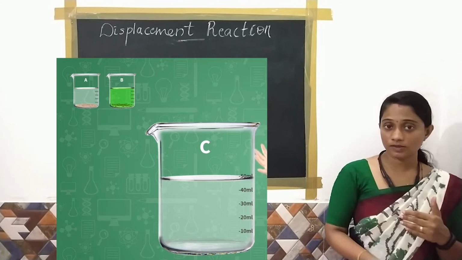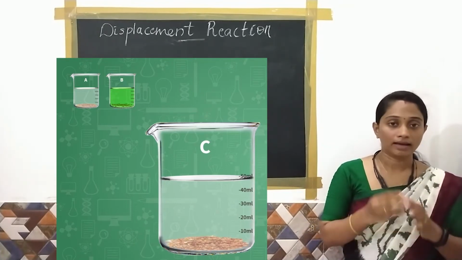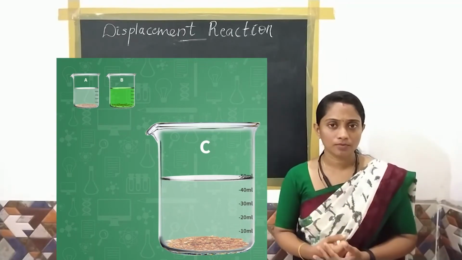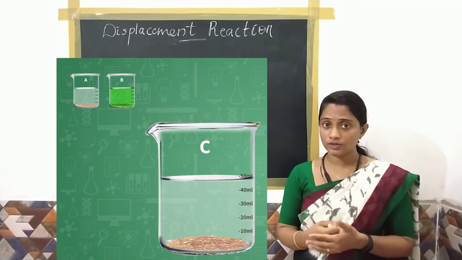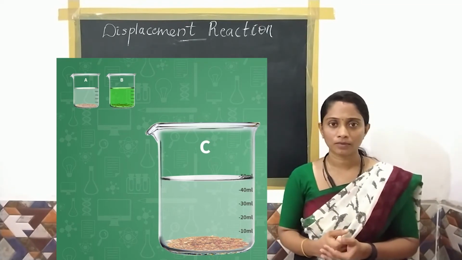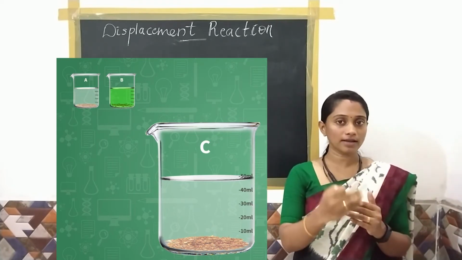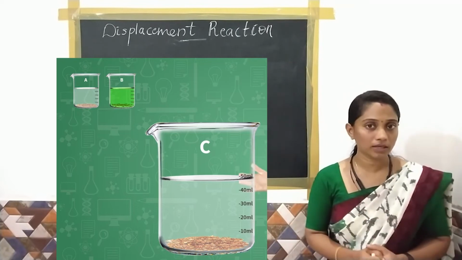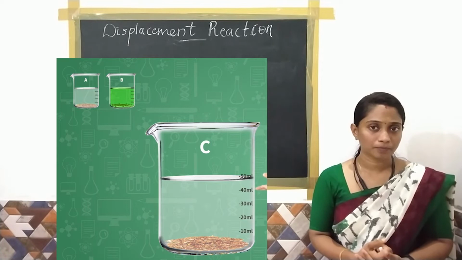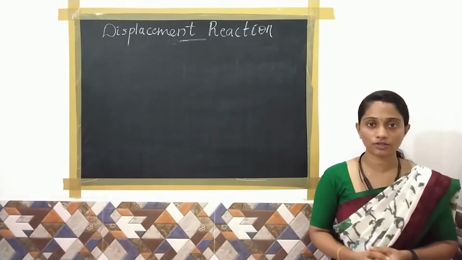In this next step, I am adding some copper turnings to it and letting it stand undisturbed for some time. After some time, did you see any color change or any other chemical reaction happen in the beaker? I cannot see anything. So we can say no chemical reaction takes place in the beaker. What would be the reason behind it?